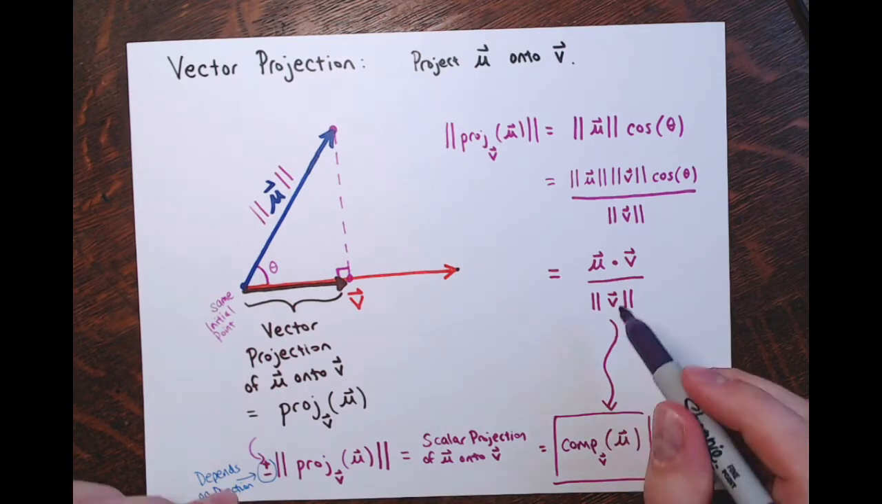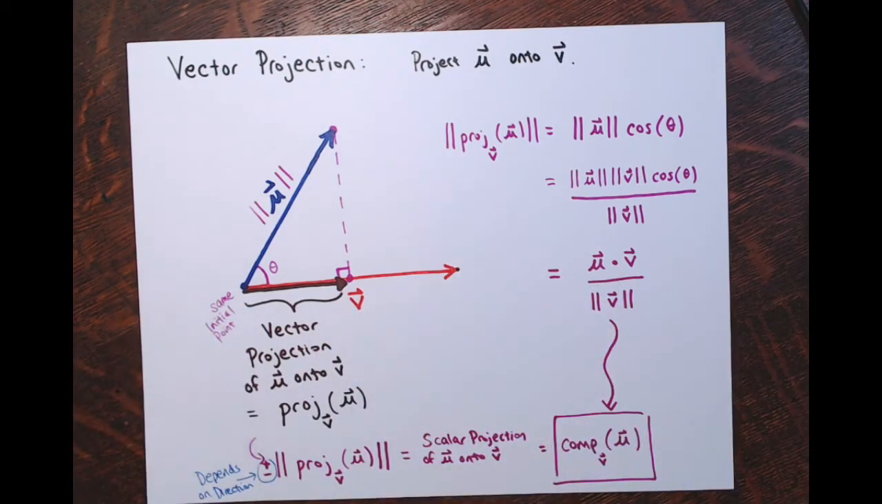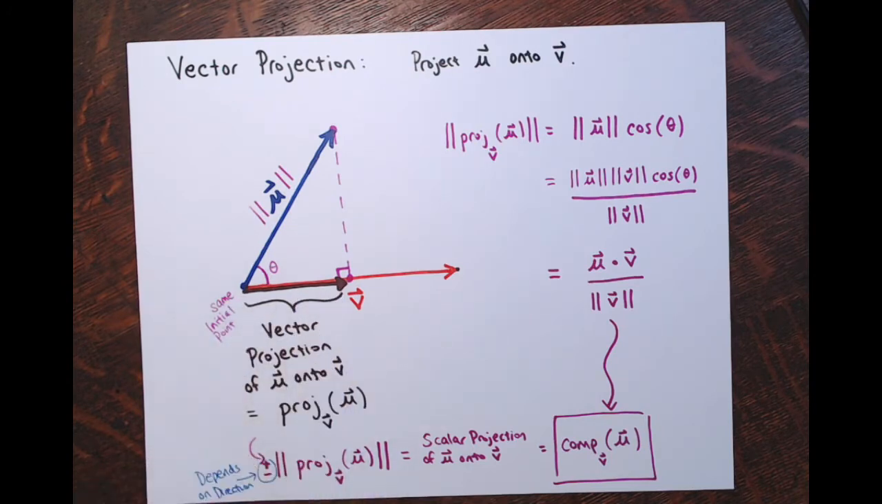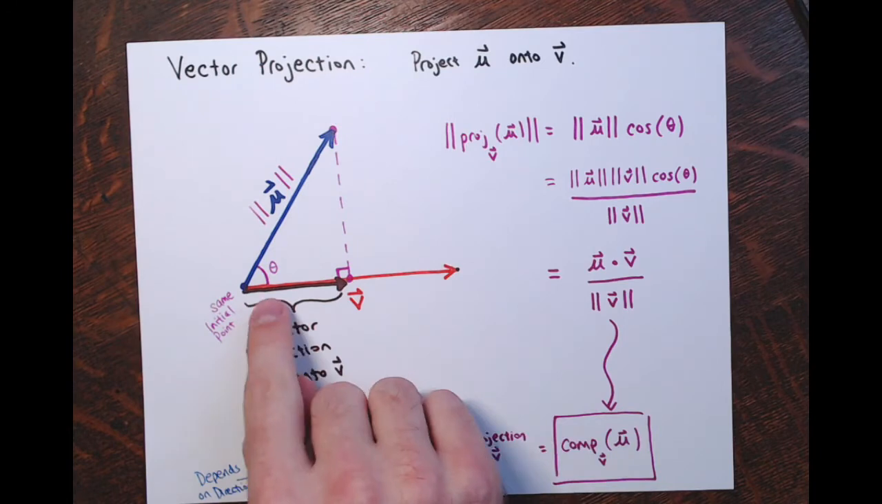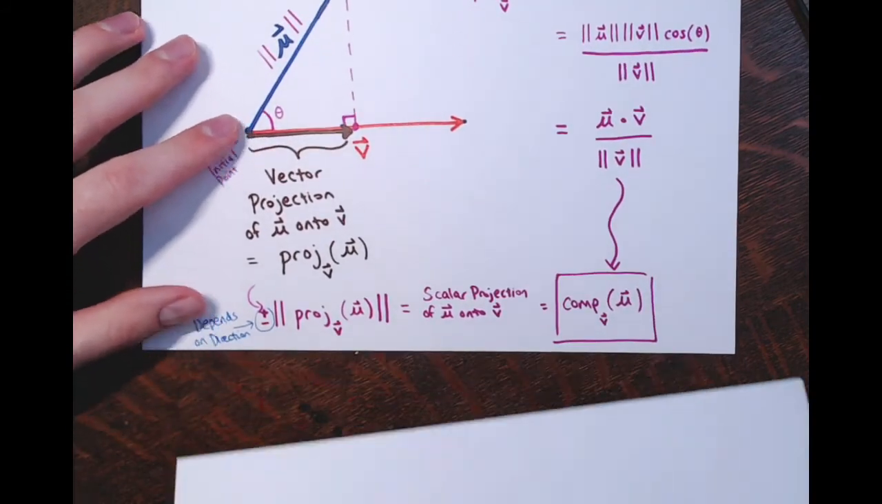Well, this is kind of the length of this, right? So now I would like to find a formula for this vector itself. What are the components of this vector? So we need a unit vector in the direction of v. Same picture up.